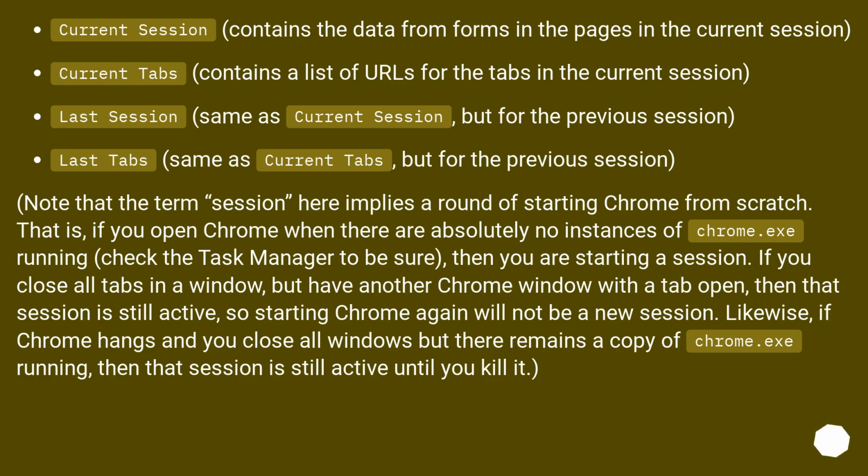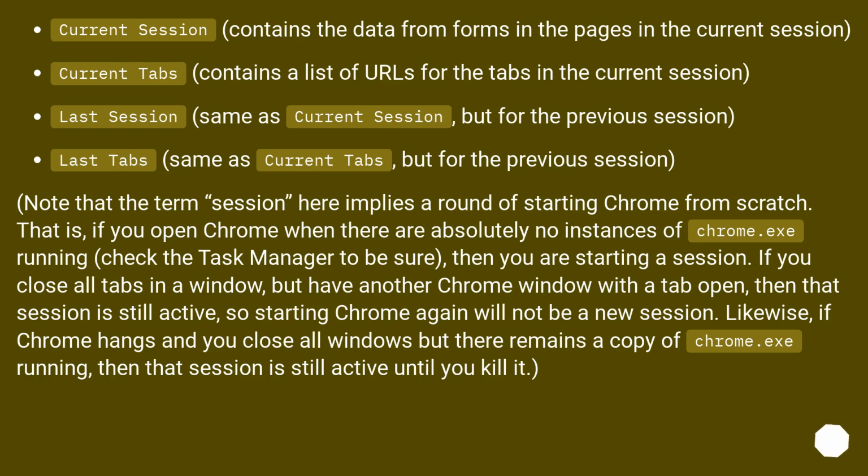Current Session contains the data from forms in the pages in the current session. Current Tabs contains a list of URLs for the tabs in the current session. Last Session is the same as Current Session, but for the previous session. Last Tabs is the same as Current Tabs, but for the previous session.